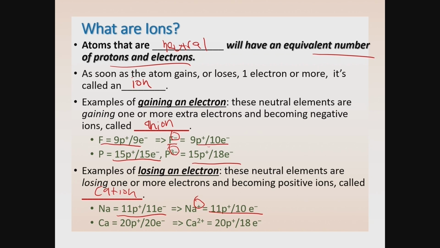And then finally, we have the example of calcium here. It starts out with 20 protons, 20 electrons. If it's losing 2 electrons, then we're going to have a case where we have 2 extra positive charges, and so it's 2 plus there, and so that is also a cation example.